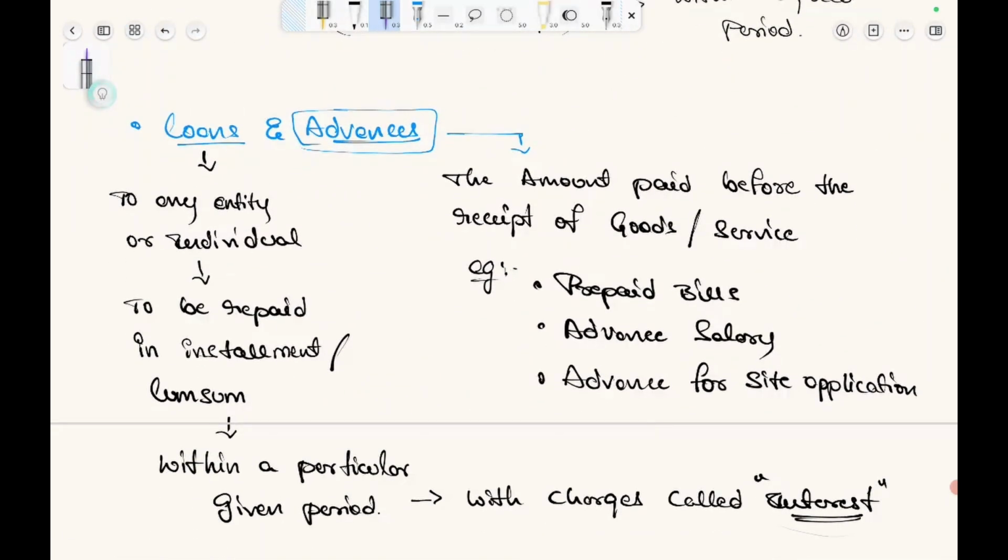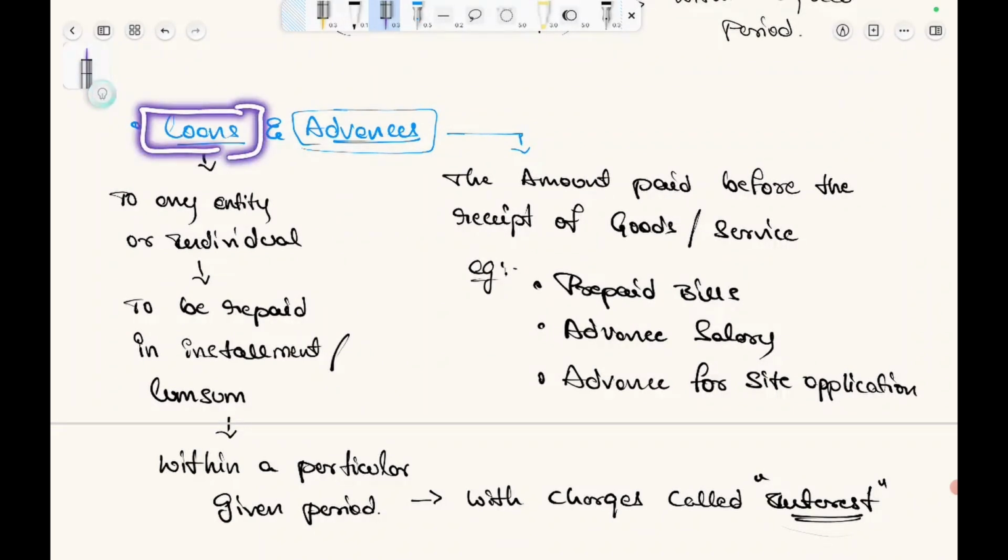Loans and advances. Advances are money or an amount paid before the receipt of goods or services. Let's say, for example, you recharge today for the next 2 months, which means you haven't yet received the service, but you are paying in advance. And for example, let's say you pay a salary in advance to your employee, then this comes under advances. Another example is you want to book a site in your name so that the site will be registered in your name only. So you pay some advance today and pay the balance in future.